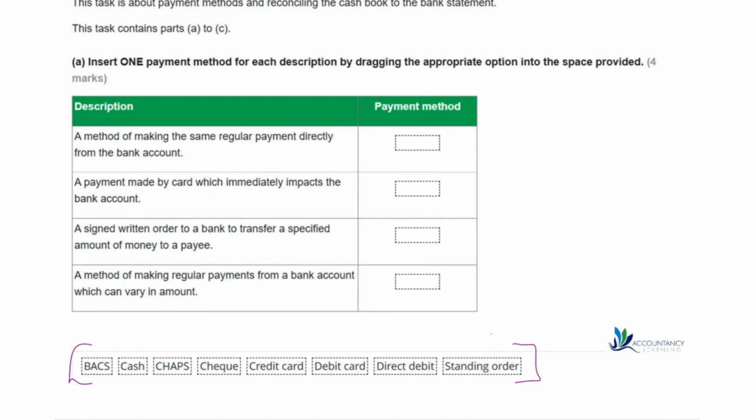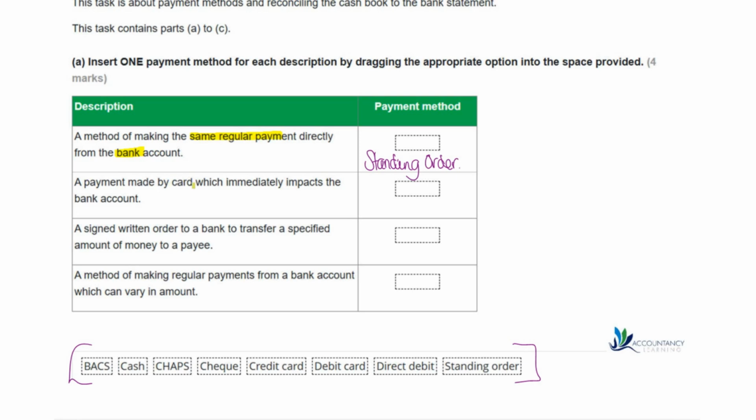A method of making the same regular payment directly from the bank account. So we're going directly from the bank account and it's the same regular payment. So the best one for this is going to be a standing order. It means you can set up a repeating payment for the exact same amount on whichever day of the month or week it needs to go out. So that's called a standing order.